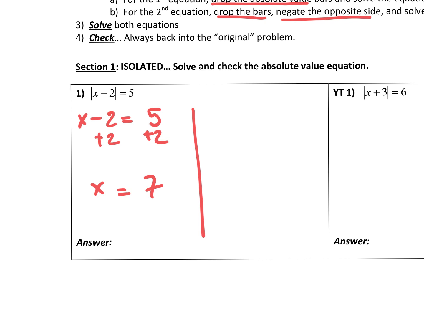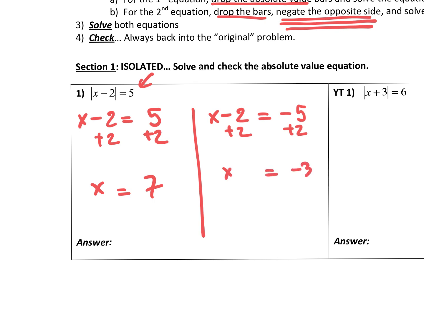But for the other equation, we drop the bars. So we still have x minus 2. But on this side right here, we're going to make it the opposite of 5. Okay, we negate the opposite side. So 5 will become -5. Add 2, add 2. So your x will be -3. Right? So your answer with the notation will be 7 and -3.